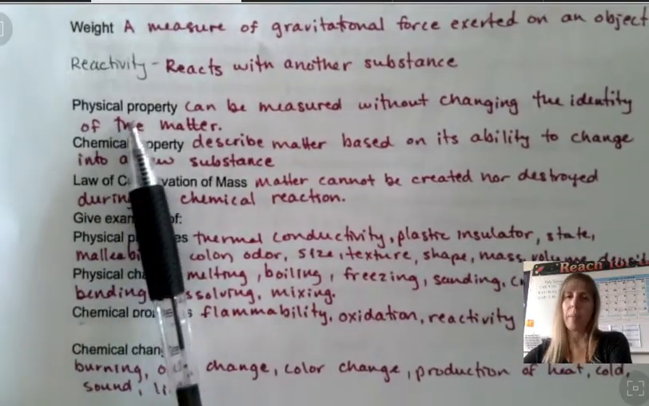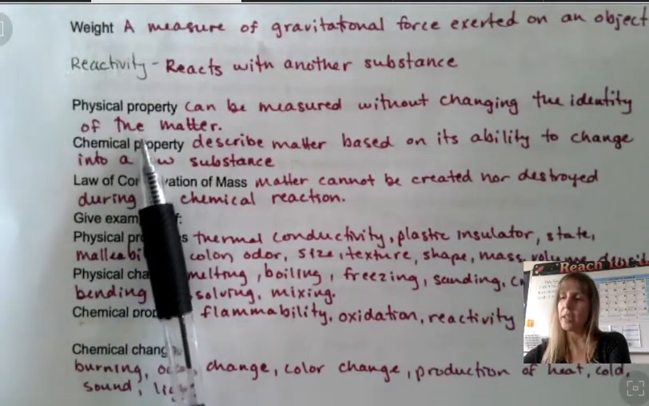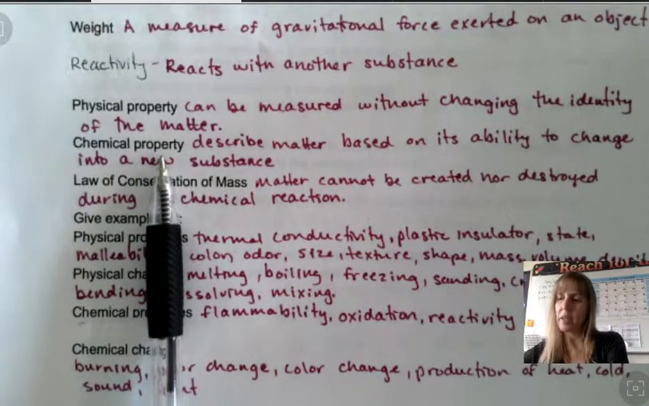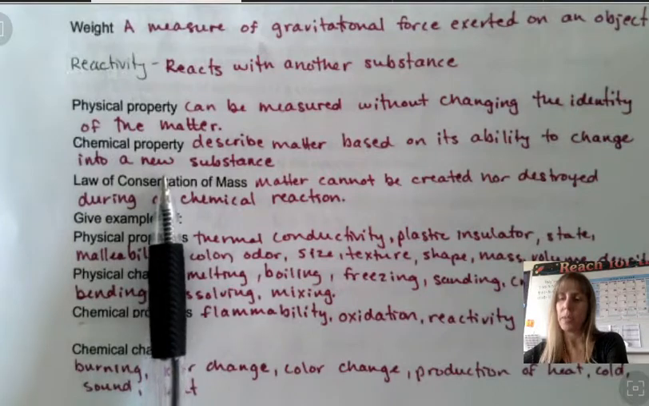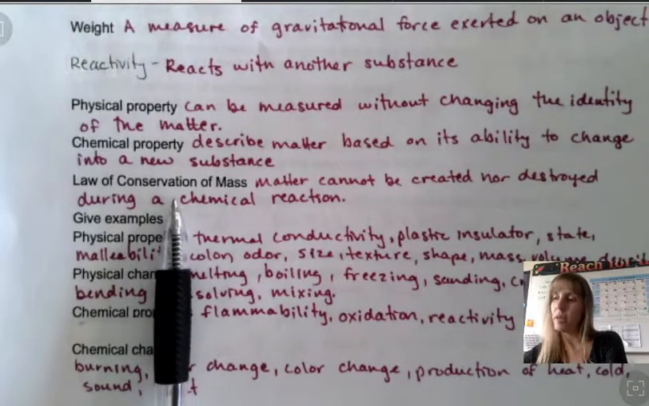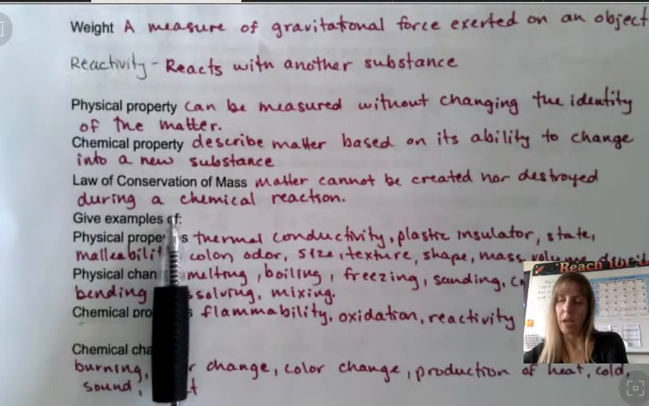A physical property can be measured without changing the identity of the matter. A chemical property can describe matter based on its ability to change into a new substance. The law of conservation of mass states that matter cannot be created nor destroyed during a chemical reaction.